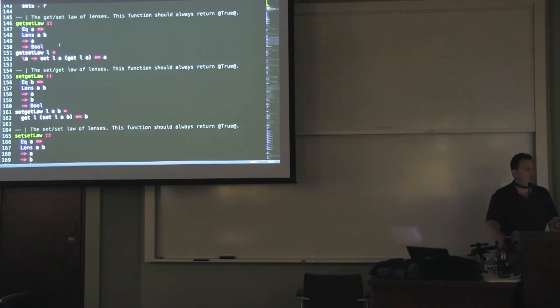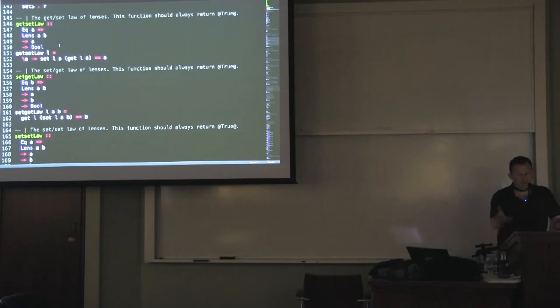Again, the get set law. This is just a general law of lenses, and that is to say, if you get a value out of the target and then you set that value, you get back the same target value. So if you get something out and you put it back in, you've done nothing.